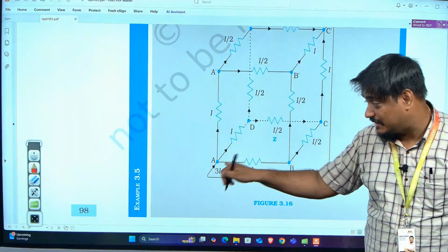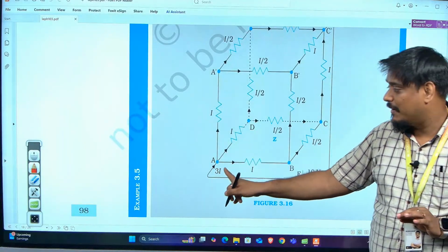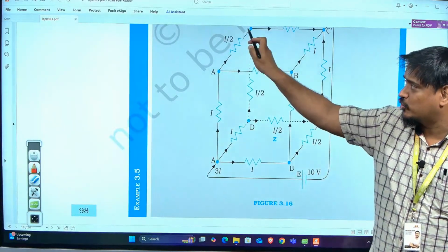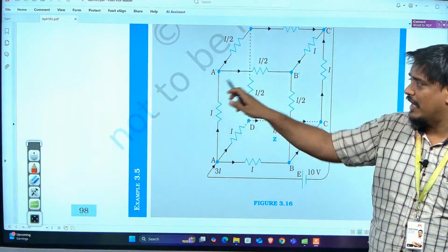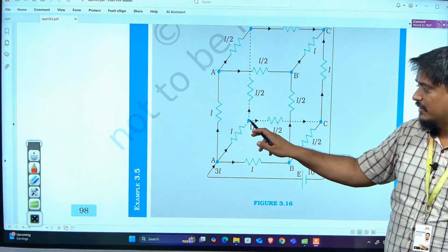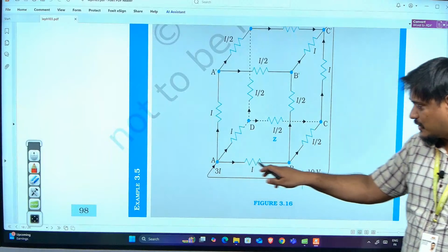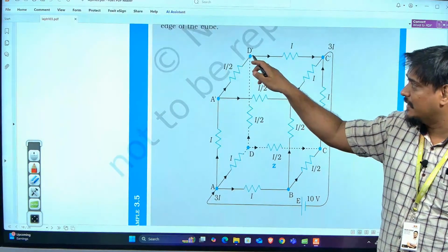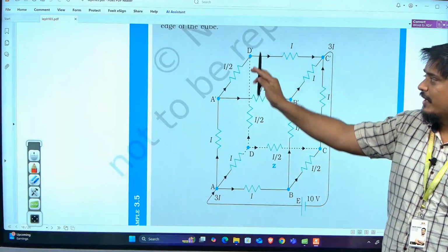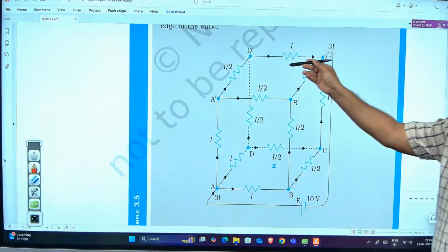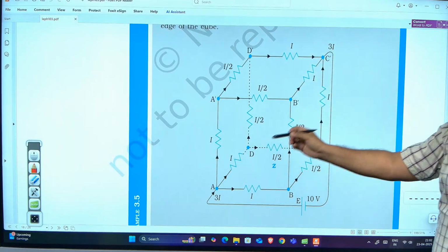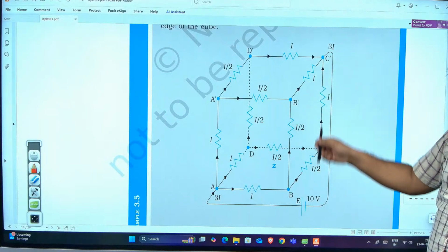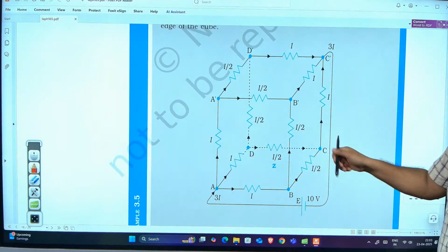Since they have assumed 3I, it will become I and I. Now this I goes and reaches this point. Now it has two splits, I by 2, I by 2. This I has gone here, I by 2, I by 2. This I has gone here, I by 2, I by 2. Then at this section, I by 2 came from here, I by 2 came from here, they will combine, they will become I. I by 2 came from here, I by 2 came from here, it will become I. Again, I by 2 and I by 2 will become I.